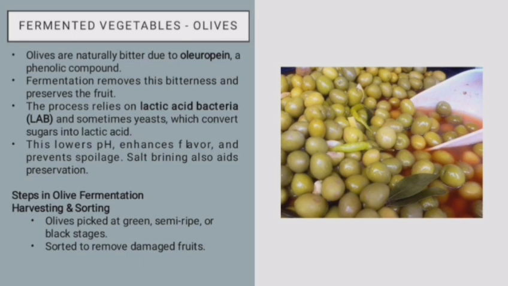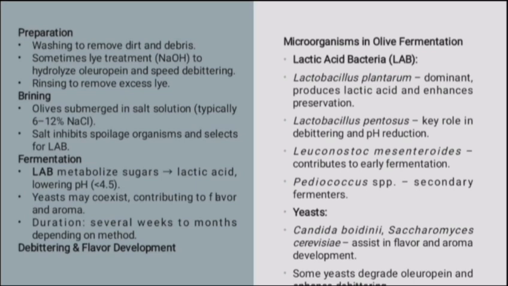The steps in olive fermentation begin with harvesting and sorting, where olives are picked at green, semi-ripe, or black stages and sorted to remove damaged fruits. Preparation involves washing to remove dirt and debris, and sometimes lye treatment with sodium hydroxide to hydrolyze oleuropein and speed up debittering, followed by rinsing to remove excess lye.